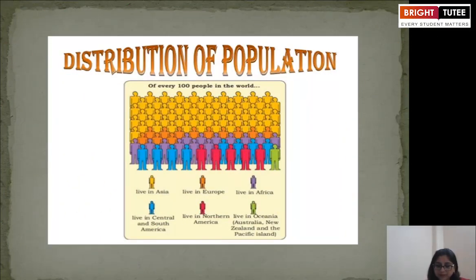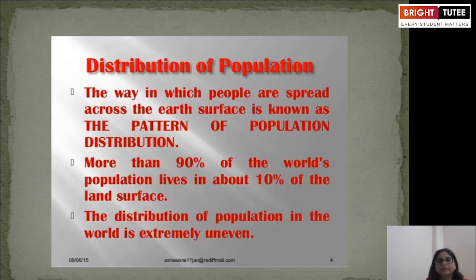See, this is the distribution of population of every 100 people in the world. Like if we talk about yellow, it is in Asia, and this orange one is in Europe, this is Africa, this is Central and South America, this is Northern America, and this is Australia, New Zealand, and the Pacific Islands.